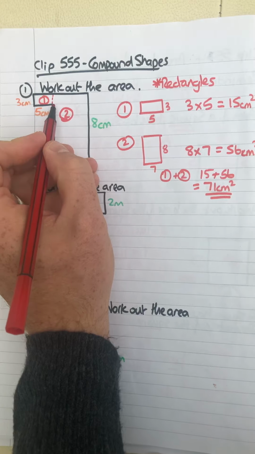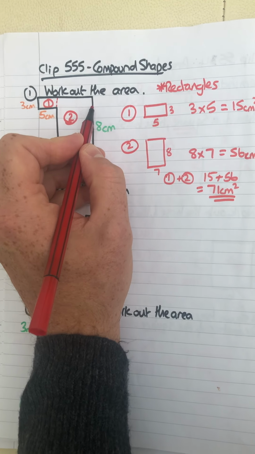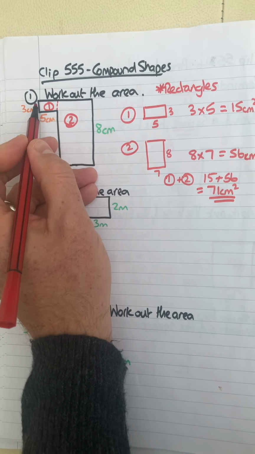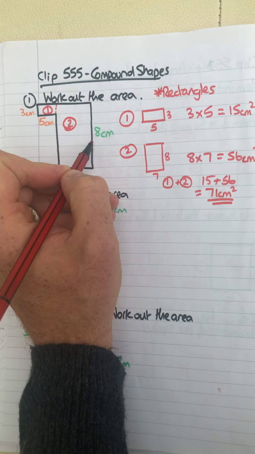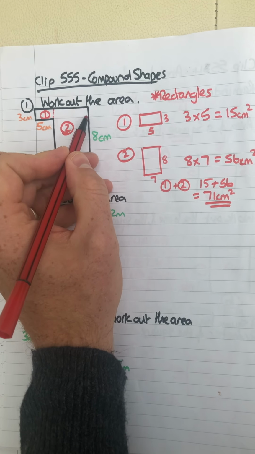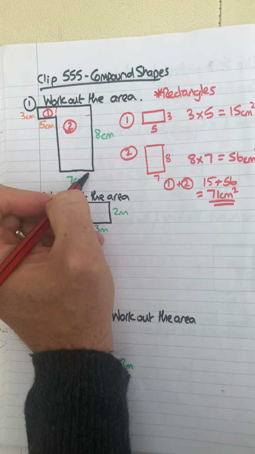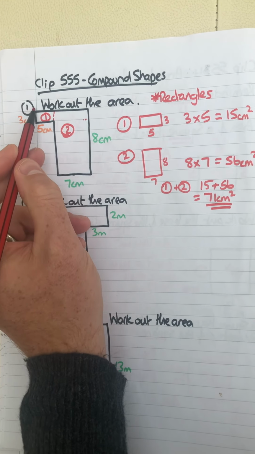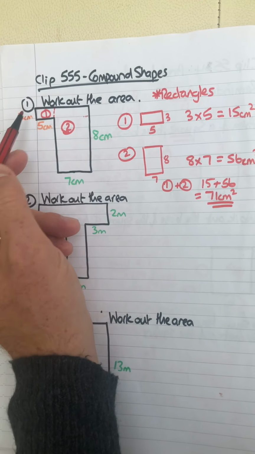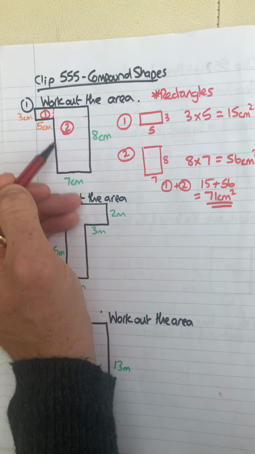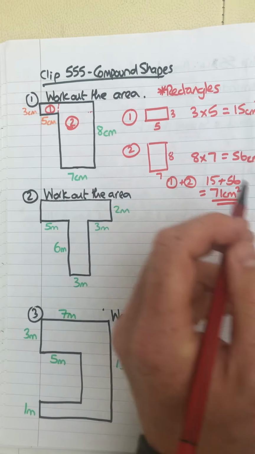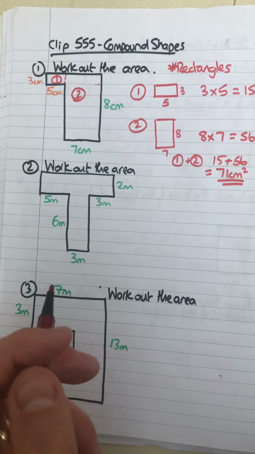You could do it if you put a dotted line across there, but then you've got to take away the 3 from the 8 to give that length, because it would only be up to there, and this would remain as 7. Then you've got to work out this length, which would be the 7 plus 5 times by 3. So try and look for the easiest way you can.